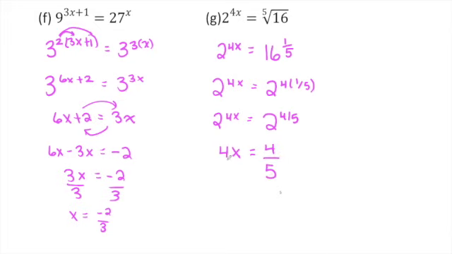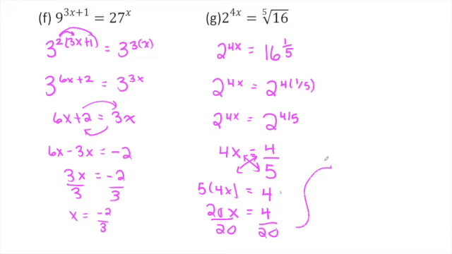How do you get rid of a fraction? So let's cross multiply. So you're going to get 5 times 4x is equal to 4. Technically that would be over 1. So you're going to get 20x is equal to 4. Divide by 20, divide by 20. So x is equal to 1 over 5 with that fraction reduced. Okay, so hopefully that helps you.